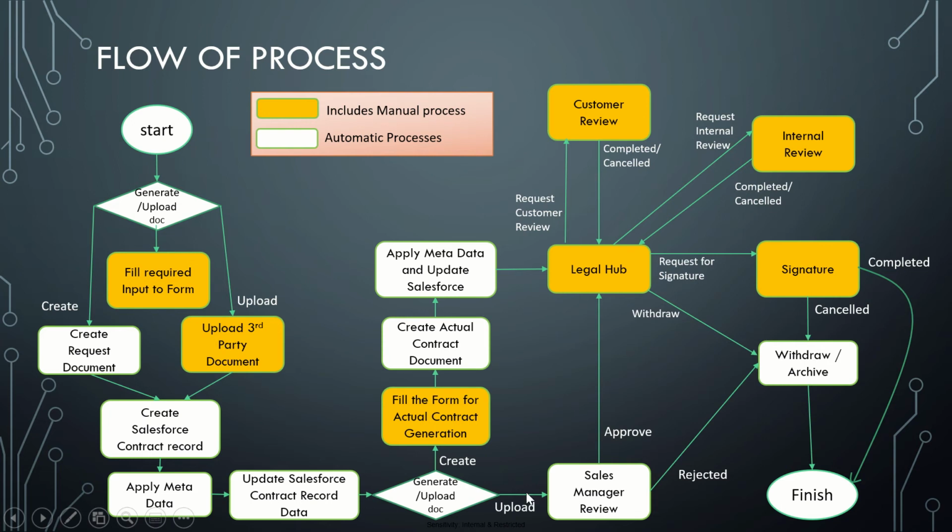So here there will be a different path for the upload one and the create one. If it is the upload one, the sales manager will come into the picture to decide whether to approve the document or to reject it. So if the uploaded document is acceptable, he can approve the document, then it will go to the legal hub, and if it is rejected, we'll go for cancellation of the document.